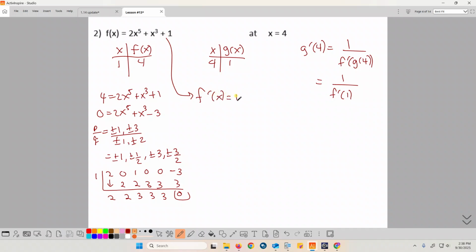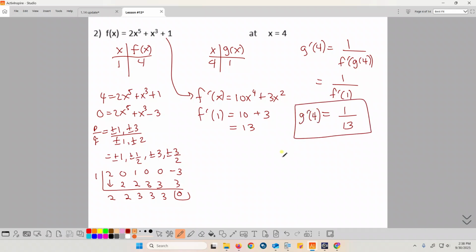So what is the derivative? Well, that's a power rule. So that's 10x to the power of 4 plus 3x squared. And then now we just plug in 1, right? 1 to the 4th power is 1. So that's just 10. And 1 squared is just 1. So that's 3, okay? Which gives us 13, okay? So we end up with an answer here of 1 over 13. And that's our g prime of 4, okay? This is our final answer.